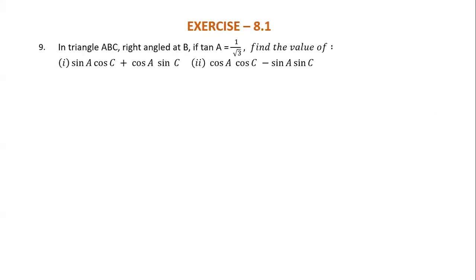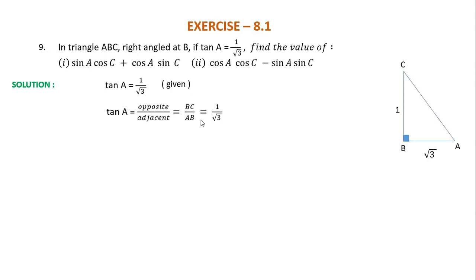Now let's take the next, ninth question. In triangle ABC, right angled at B, tan A is equal to 1 upon root 3. Find the value of this. Tan A is equal to 1 upon root 3. This is given. So tan A is what? Opposite upon adjacent. That is BC upon AB. So first let's draw the figure. It is like this. So BC upon AB is 1 upon root 3.